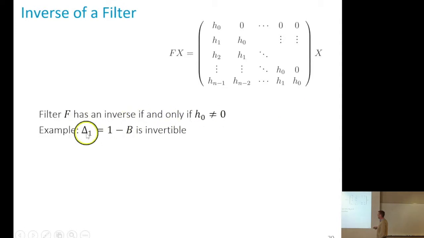For example, delta 1, which is the difference operator, in traditional filter operation, it is 1 minus B, identity minus the backshift here. Because of the 1 here, it is invertible.